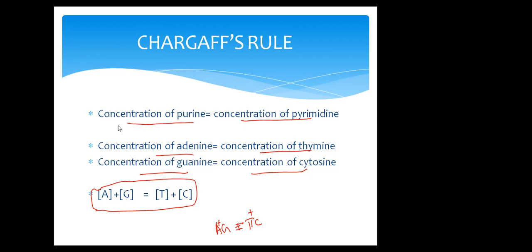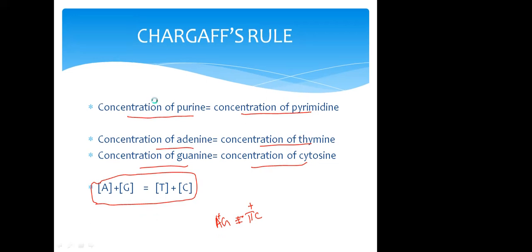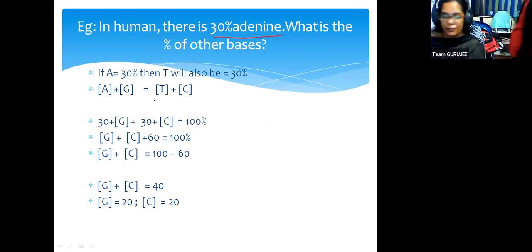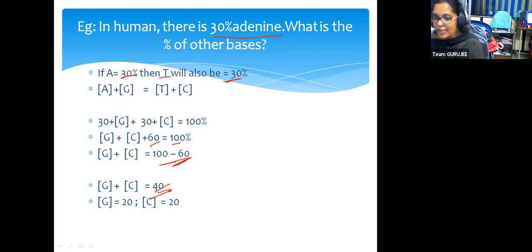Yes, ma'am. Ma'am, adenine and thymine will be 30, and guanine and cytosine will be 20. Yes. Okay, adenine is 30%, so the thymine will also be 30%. Everything combined forms 100%. So adding 30 plus 30 is 60, then 100 minus 60 is 40. Then 40 will be split into 2, so G and C are 20 and 20.